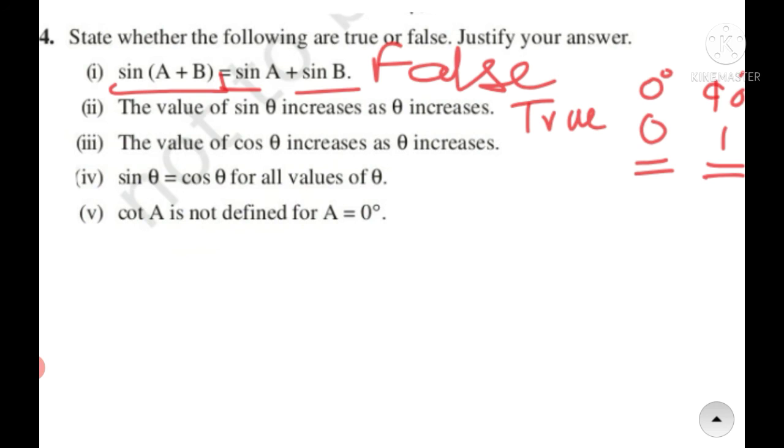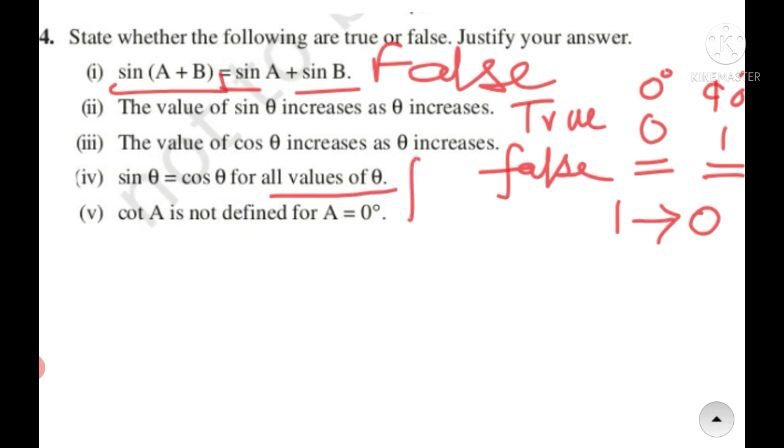Value of cos theta increases as theta increases. No, it is false, because you know that cos and sine are complementary of each other. So for cos, the value at 0 degrees is 1 and the value at 90 degrees is 0. So it is decreasing. So the third part is clearly false. Sin theta is equal to cos theta for all values of theta. No, clearly it is false again, because sin and cos are equal only for theta equal to 45 degrees. Otherwise they are complementary of each other but not equal.